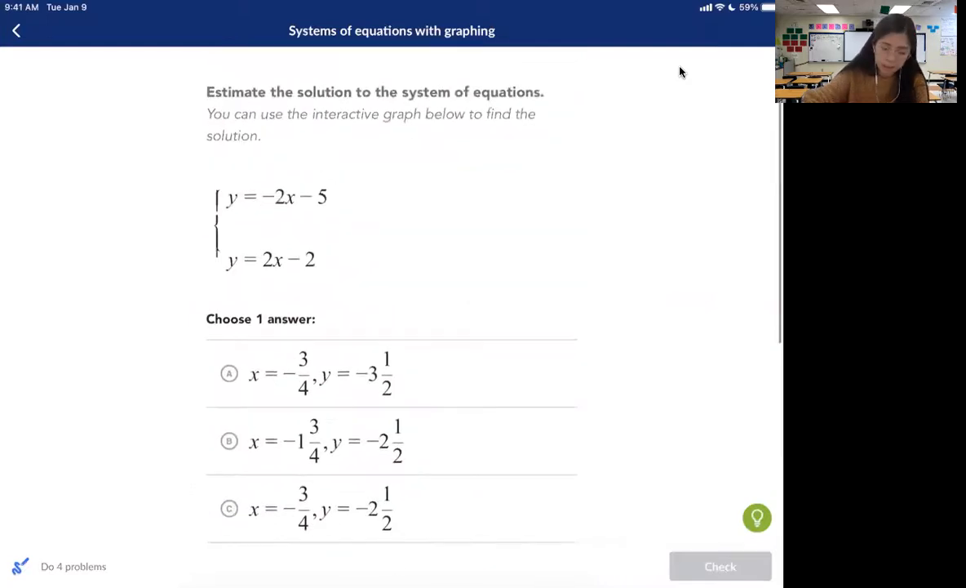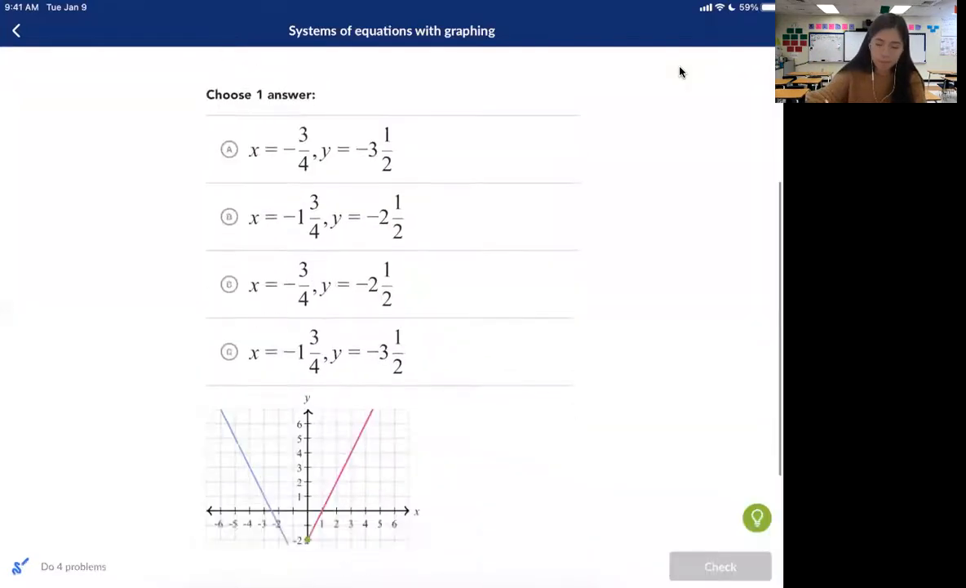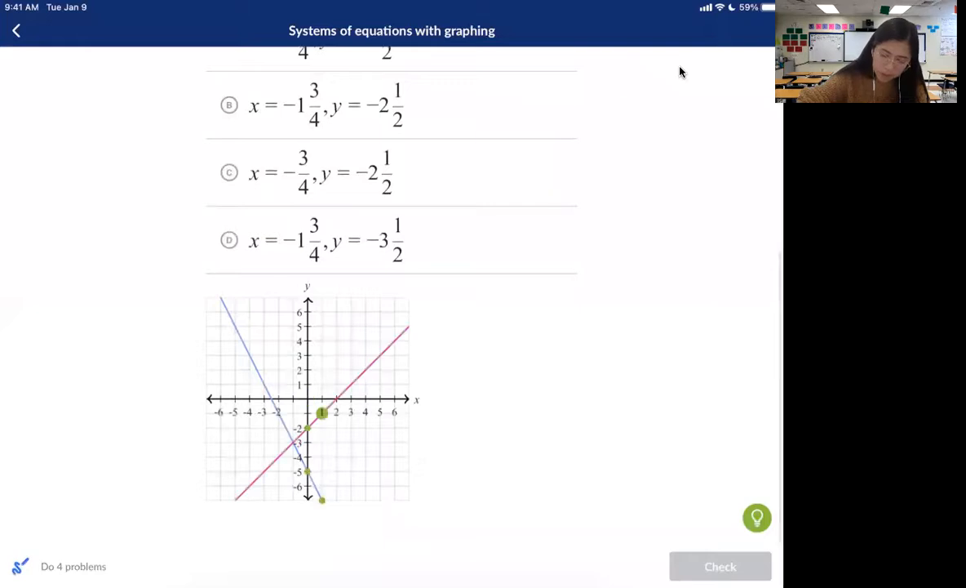Then my slope is positive 2. What that means, again, you can put this as 2 over 1. My rise is positive this time, so that means I'm going to go up 2 units. My run is also positive, so I go to the right 1 unit. So I'm going to go back to my graph, and from the negative 2, I'll go up 2 units and then 1 unit to the right. Okay, so up 2 units and then 1 unit to the right.